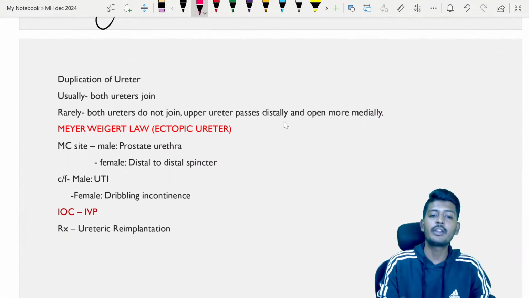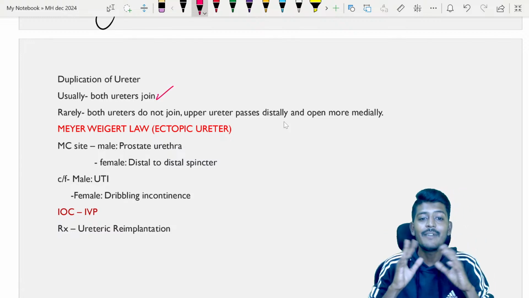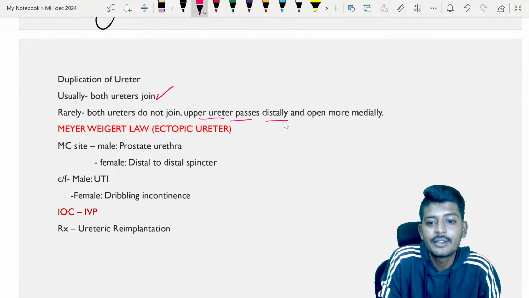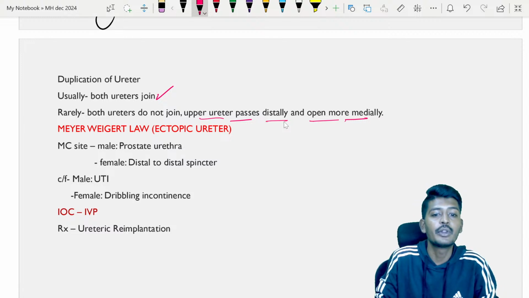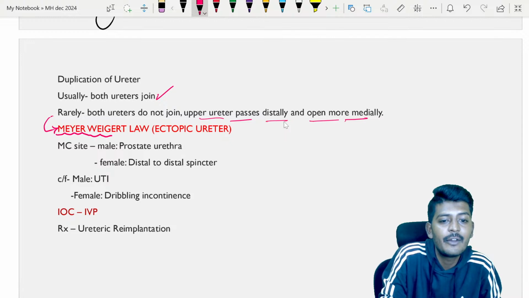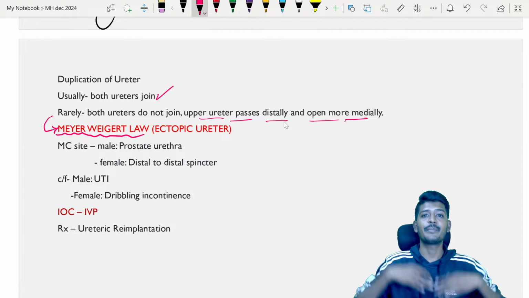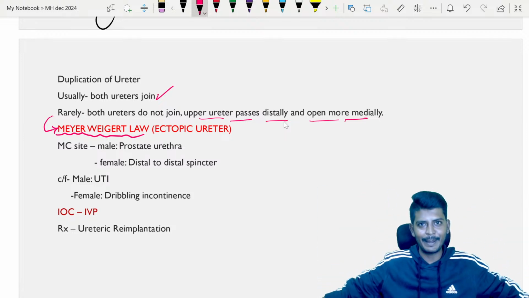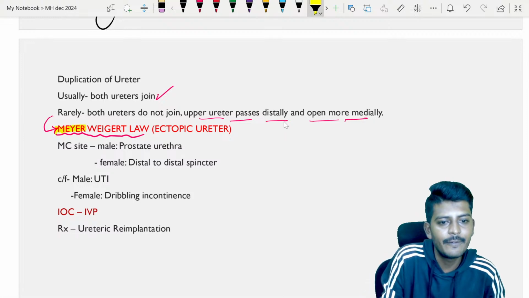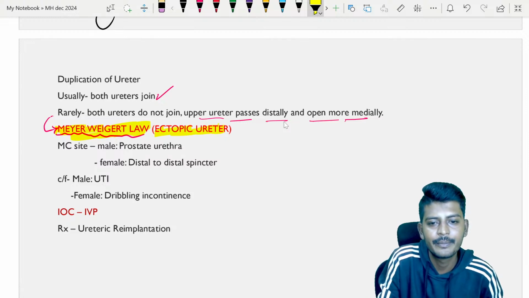So usually both the ureters join. Rarely they do not join. When they do not join, as I have already explained, the upper ureter passes distally and opens more medially. So this is called ectopic ureter. This rule is called the Meyer-Weigert law. If our luck is bad and the examiner makes a paper out of it and asks, Meyer-Weigert law is applicable for which of the following diseases, we know it is ectopic ureter, no fear.